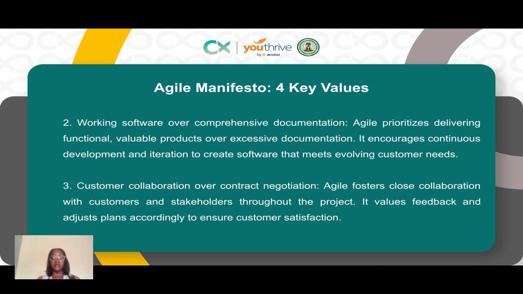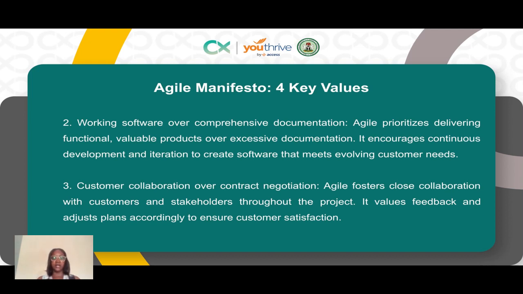Another key value is that the agile environment prioritizes working software over comprehensive documentation. Agile prioritizes delivering functional, valuable products over excessive documentation. So less focus on heavy documentation and more focus on delivering functional, valuable products. So more focus on output.